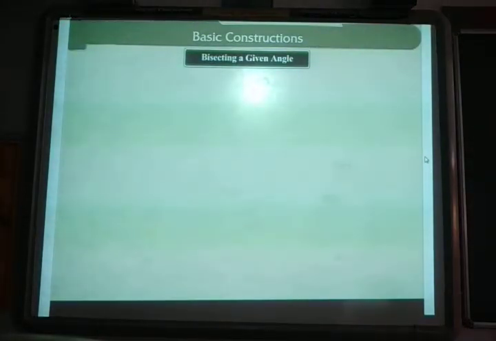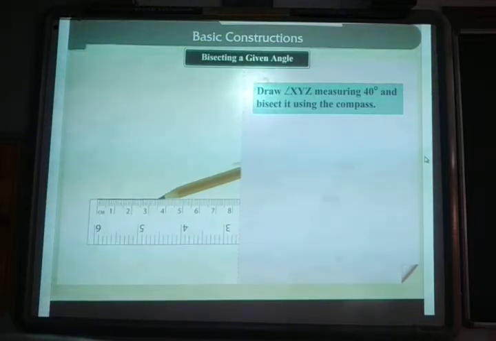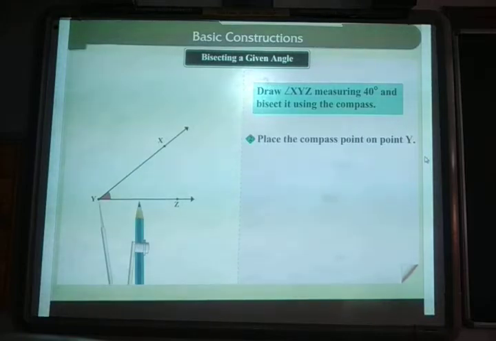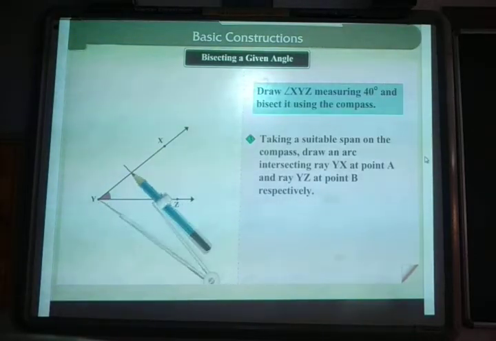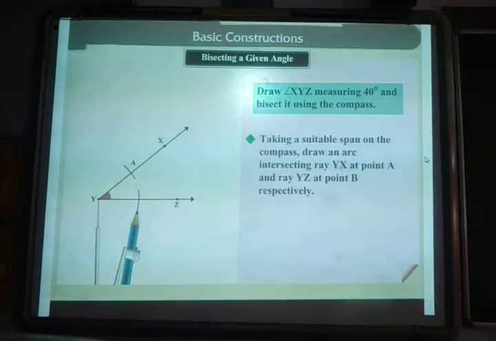Bisecting a given angle. Let's draw an angle XYZ measuring 40 degrees and bisect it using the compass. Draw angle XYZ measuring 40 degrees. Place the compass point on point Y. Taking a suitable span on the compass, draw an arc intersecting ray YX at point A and ray YZ at point B respectively.